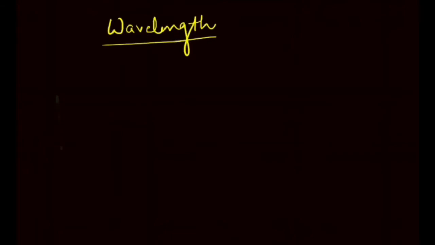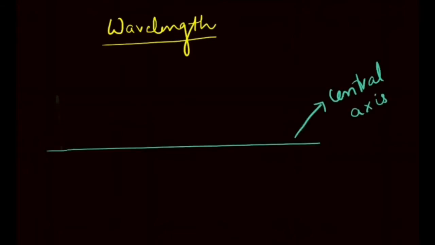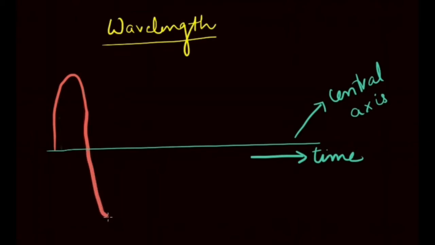To understand wavelength, we first need to understand a few other terms. This is the central axis, which shows time and also the movement of the wave with time. Let's say we have a wave here that is starting from the central axis, this point. It goes up, reaches a maximum distance, comes back to the central axis, goes in the opposite direction, comes back to the central axis and repeats the same movement.